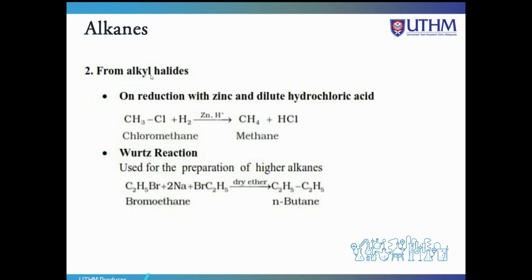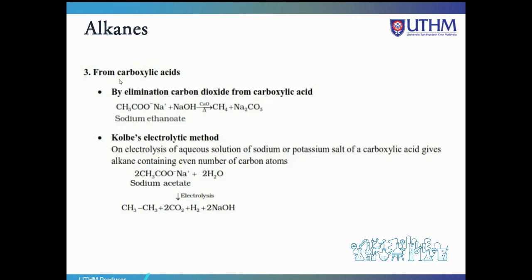The second method to produce alkane is from alkyl halide, on reduction with zinc and dilute hydrochloric acid, or it can also be produced from the Wurtz reaction. The Wurtz reaction is used for the preparation of higher alkane. For example, the Wurtz reaction shown here shows the production of n-butane from the starting material bromoethane, which is reacted in dry ether to produce n-butane. The third method to produce alkane is from carboxylic acid. It consists of two methods: by elimination of carbon dioxide from carboxylic acid, and the Kolbe electrolytic method.